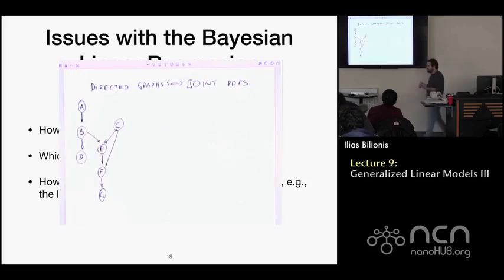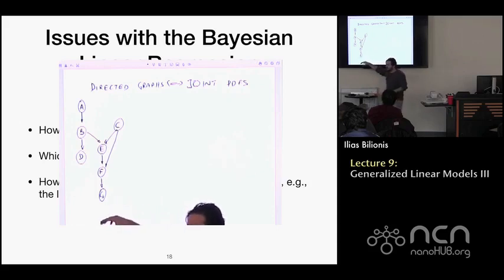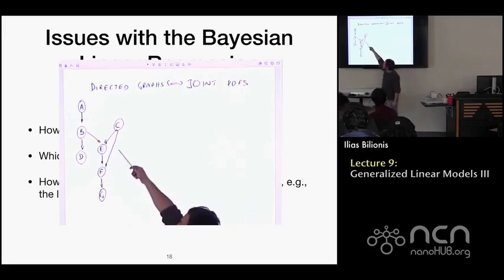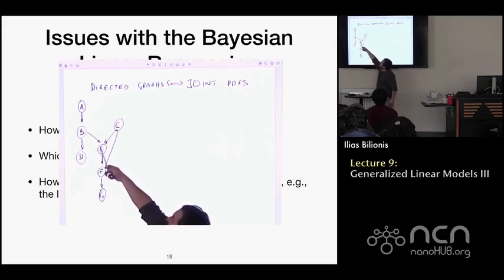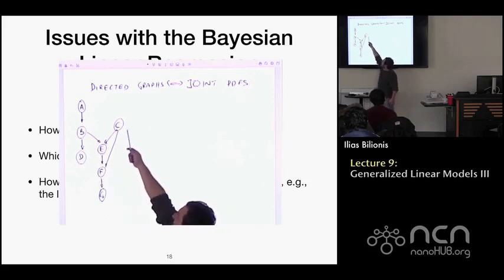Let's take a graph that's a little bit more complicated. Now we have seven random variables: A, B, C, D, E, F, G. A causes B, B causes D. For E, you need both B and C. For F, you need E and C. And for G, you need F.